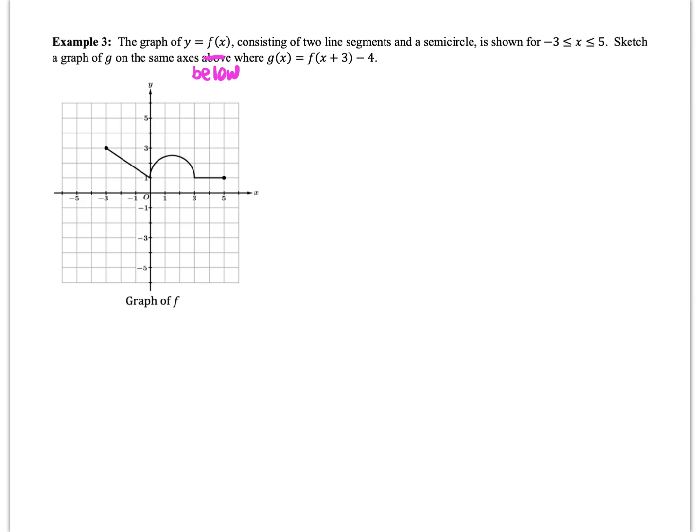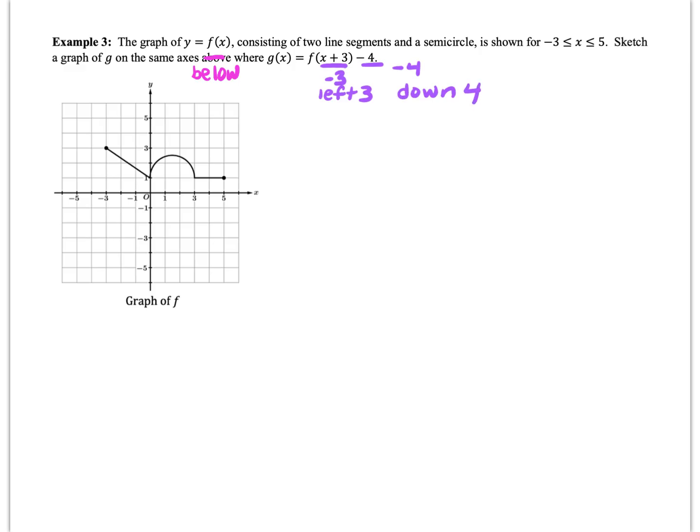Just like we did with the words on the previous slide, we do want to start on the inside of the parentheses. And remember, whatever occurs in the parentheses will be the opposite of what it appears. So when we see an x plus 3, that is a horizontal translation of -3 units. So here that's going to be left 3, right? -3 in the horizontal direction would be left 3. And then the -4 there would be -4 in the vertical direction. So that would be down 4.